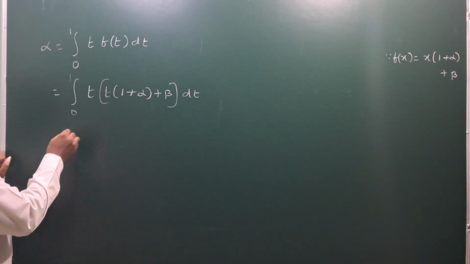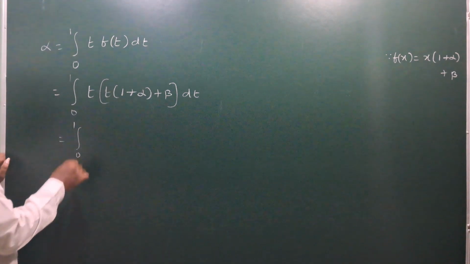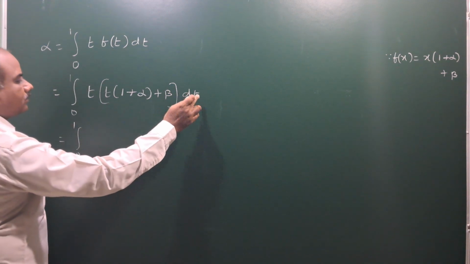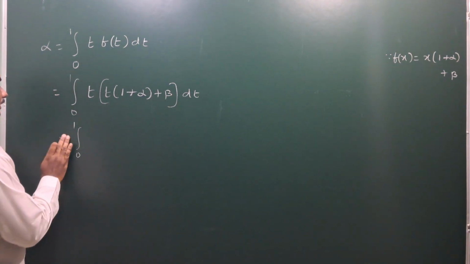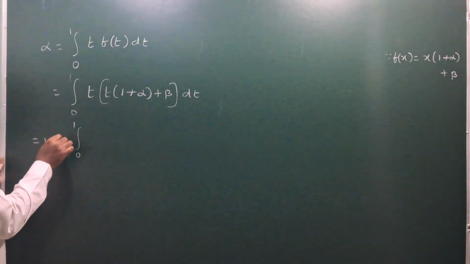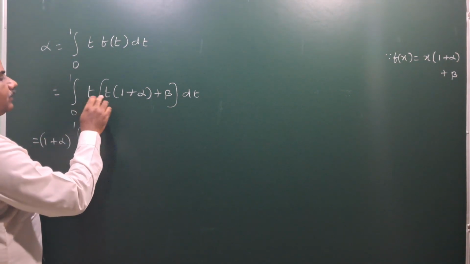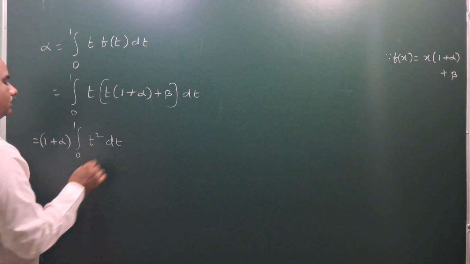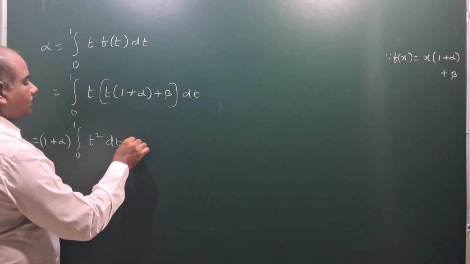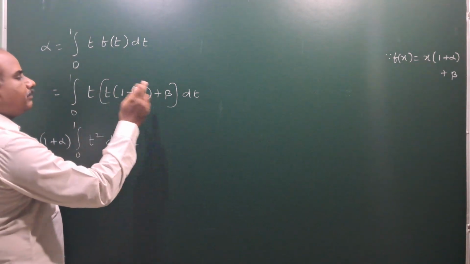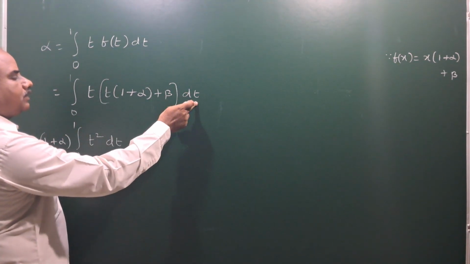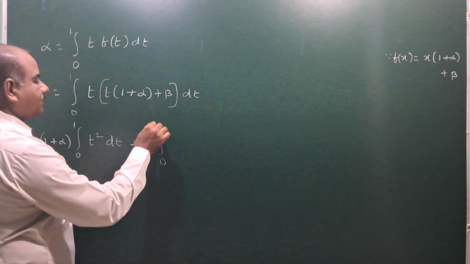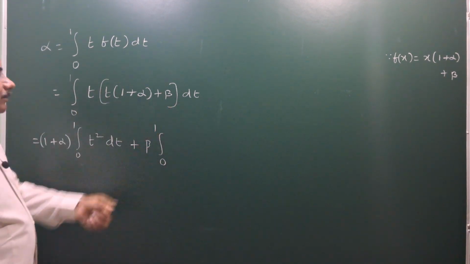Okay, now we have to simplify this, the integral from 0 to 1. So we have to integrate this function with respect to t. So 1 plus alpha is completely constant, so take it outside, 1 plus alpha, and we have t into t squared dt, the integral from 0 to 1 of t squared dt, and the second term is t into beta into dt. With respect to t, beta is constant, so take it outside, and the remaining can be written as the integral from 0 to 1 of t dt.